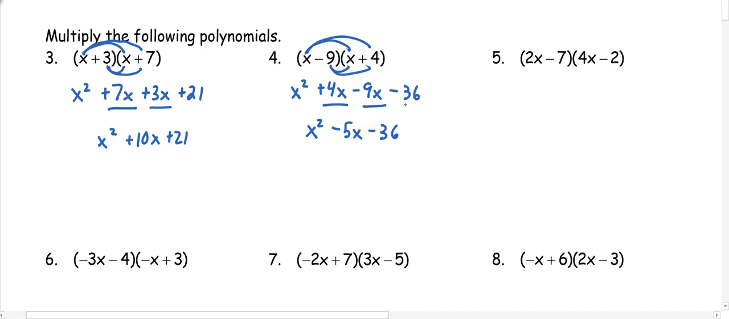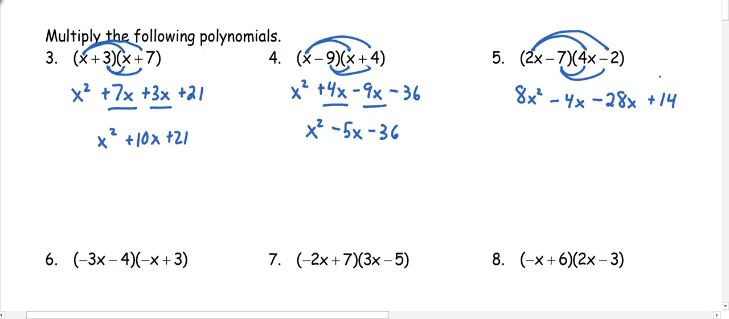Number 5, the first term to distribute from the first set of parentheses is 2x. So 2x times 4x gets us 8x squared. 2x times negative 2 gets us negative 4x. Then I'm going to distribute the negative 7. So negative 7 times 4x is negative 28x. Negative 7 times negative 2 is 14.